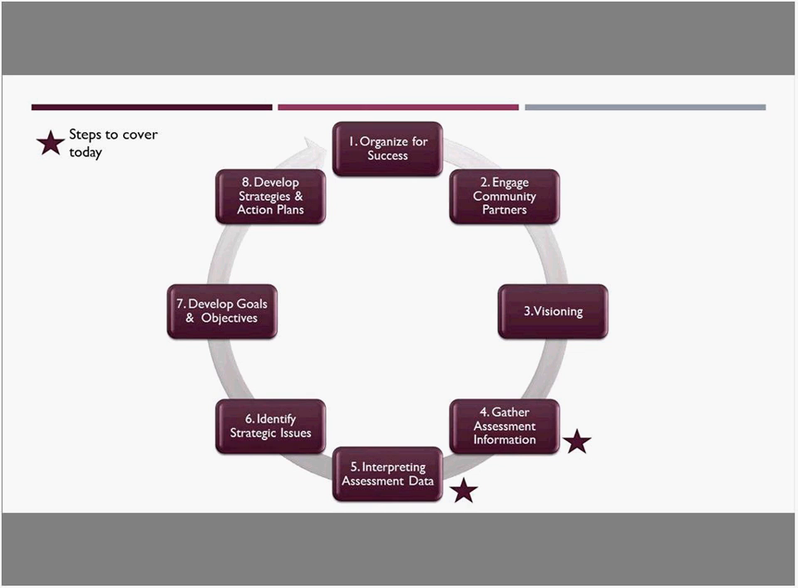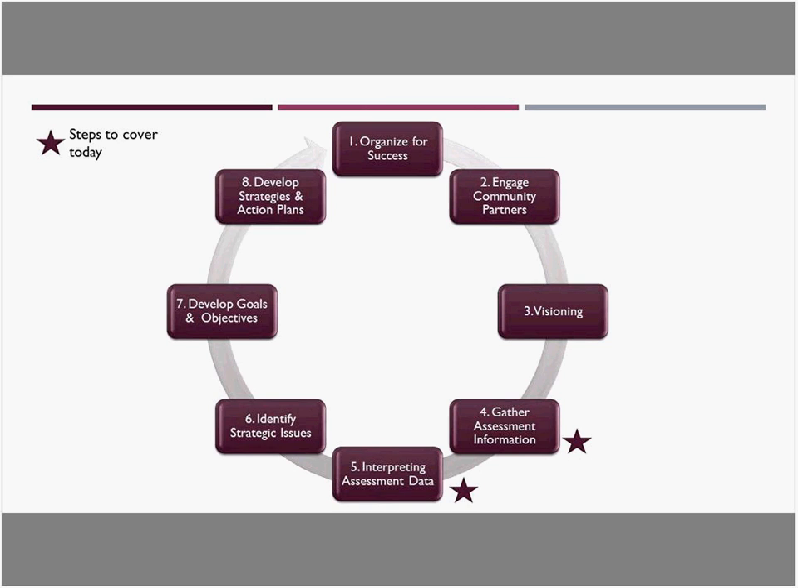So a familiar slide to everyone at this point. This is our needs assessment process. We started by getting ourselves organized for success and engaging our community partners and completing a visioning process. We are now in the process of gathering assessment information and interpreting those data, making sense of them. As you remember, those steps involve 3 separate assessments, and you've gotten started with 2 of those assessments, and we'll talk about the 3rd today.